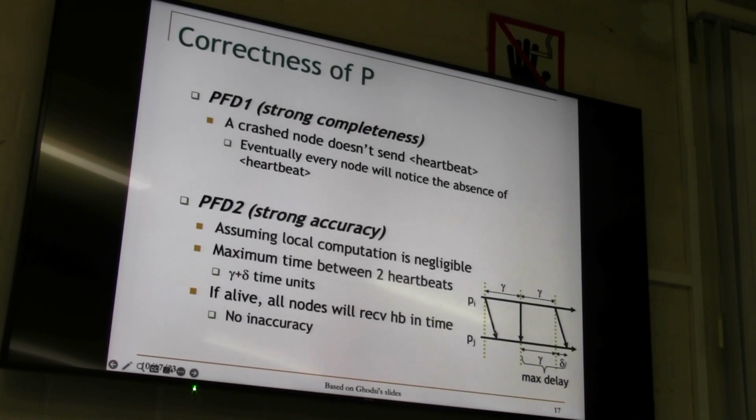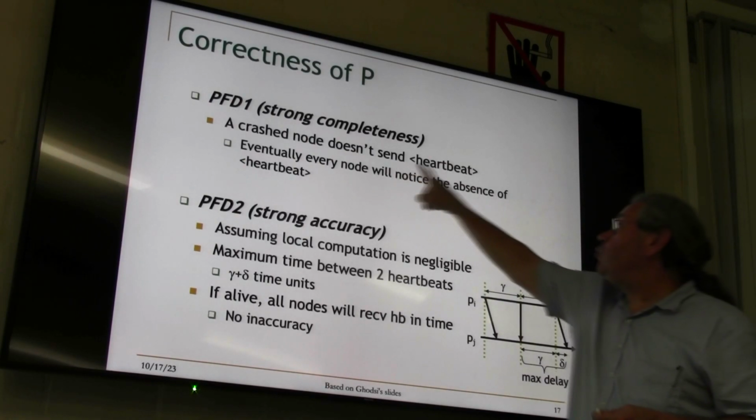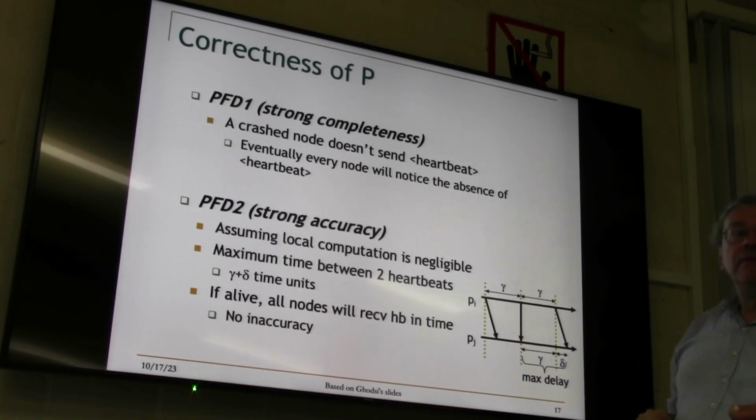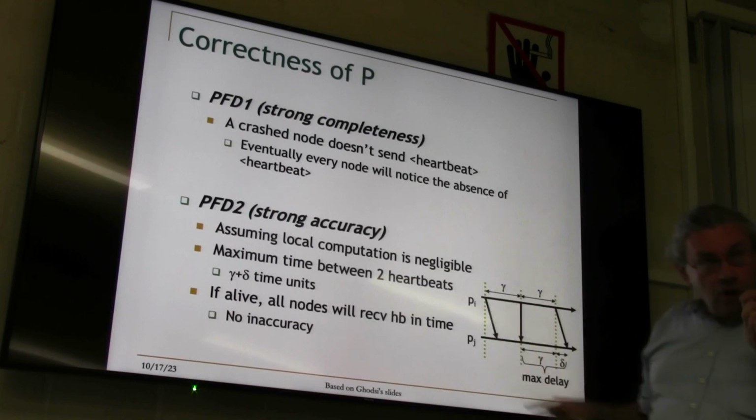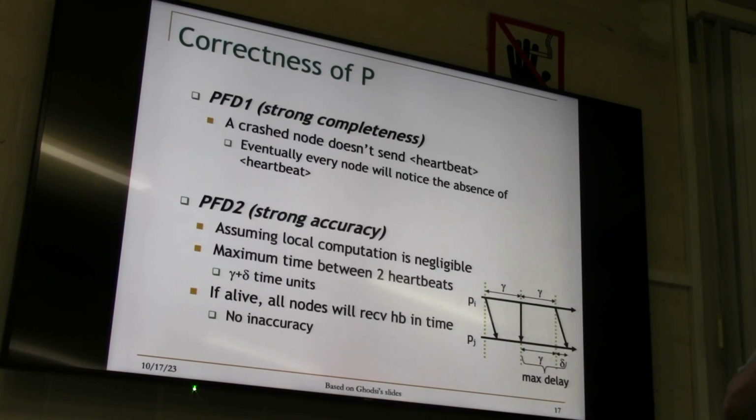So we have to prove the 2 properties. So this is something you can go through specifically. Yeah? So the strong completeness. Now we have a node that has actually crashed. We have to detect it. So a crashed node will not send a heartbeat. And if you look at the code, you will see that every node will notice the absence. That every node will time out and notice it. So that is strong completeness.